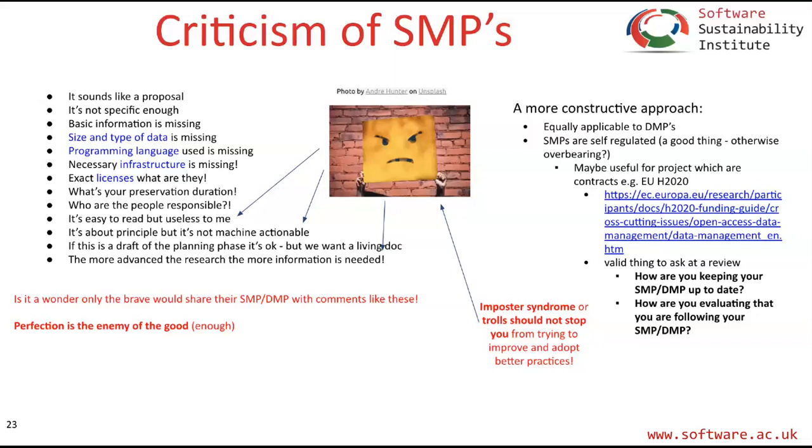Okay, so these are some of the comments I've highlighted in blue: size and type of data, programming language, infrastructure, licensing. This information is useful, in terms of constructive criticism. I think this sort of information should be available. There might be situations in which that information is not available at the start of the project. And maybe also this is about the draft of the planning phase. It's okay, but we want a living document. Perhaps that should have been highlighted blue as well.